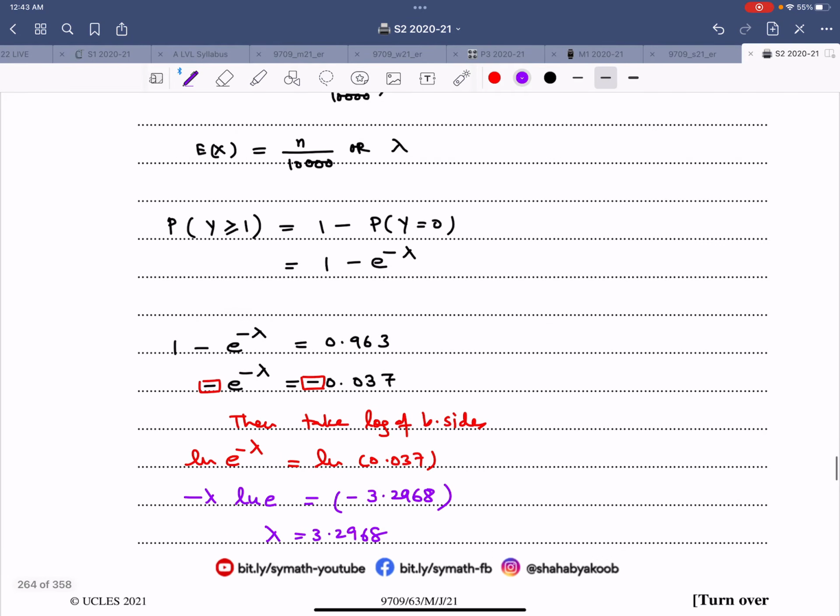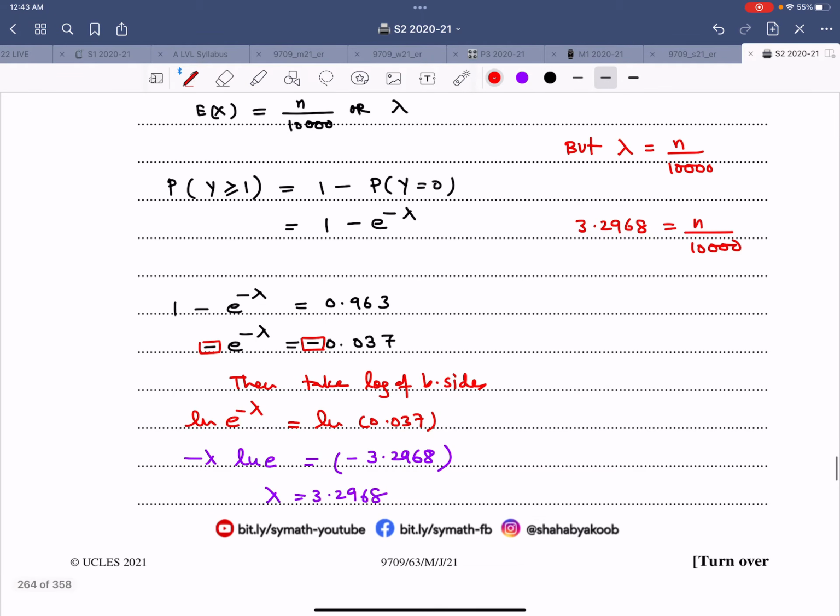But wait a minute. What is lambda? Lambda is n over 10,000 because I have used it for simplification. So 3.2968 is n over 10,000. Now when we multiply, so 4 zeros, 32968. So n is 32968 and round it off, that is 33,000. That is the answer, correct to 3 significant figures.